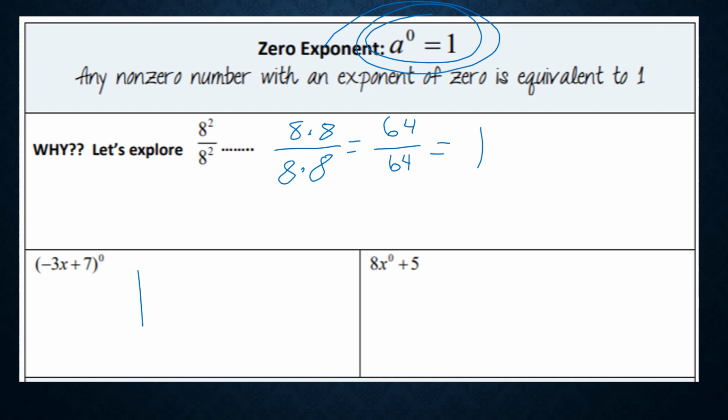The next one's a little tricky because, again, you have to think a little bit differently here and ask yourself, where is that 0 exponent? Is it on the 8 or is it on the x? In this problem, it's on the x. So it's similar to the example that we had up at the top. When you have a number next to a variable, that's multiplication. So x to the 0 equals 1, but that's not going to become 81. That's going to become 8 times 1. So it'll be 8 times 1 plus 5, 8 plus 5, which is 13.